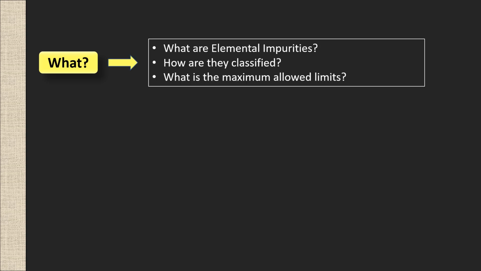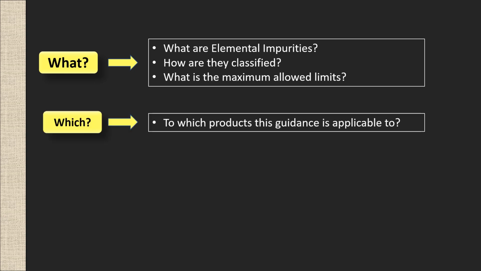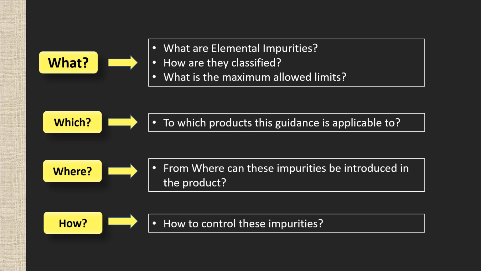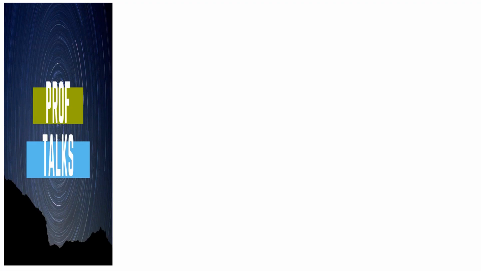So in this presentation we will see the what part, that is what are the elemental impurities, how are they classified, and what is the maximum allowed limit of these elemental impurities in pharmaceutical products. In the which part we will see to which products this guidance is applicable. In the from where part we will see from where these impurities can be introduced into the product. And in the how part we will see how to control these elemental impurities.